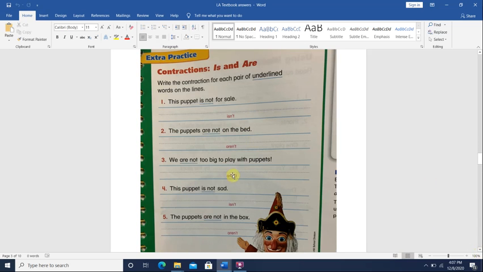Again, aren't is the contraction, and the puppet is not sad. Is not becomes isn't. The puppets are not in the box. It becomes aren't. Okay, so remember, we write the first word in the same way, and then we put the n from the word not next to it, and we put the apostrophe and then t. So always remember that the apostrophe is between the n and the t.